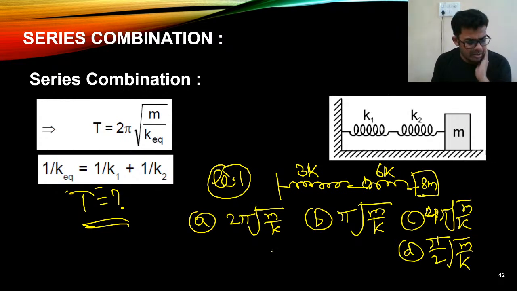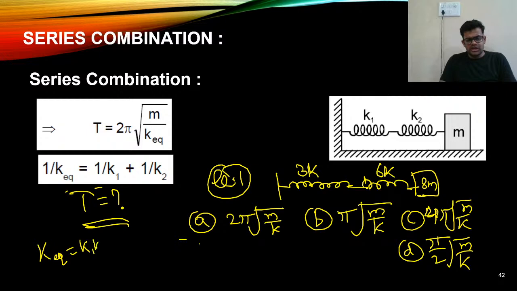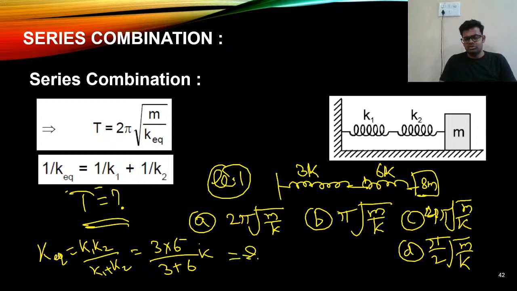A block of mass 8m is connected with two springs, 3k and 6k, in series. So the answer will be what? K equivalent is equal to k1 k2 divided by k1 plus k2. You know what the value will be? 3 into 6 divided by 3 plus 6. So the answer will be 18 divided by 9, meaning 2k.